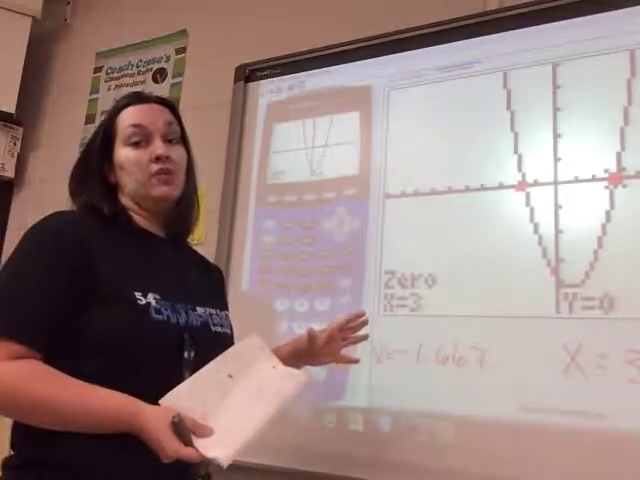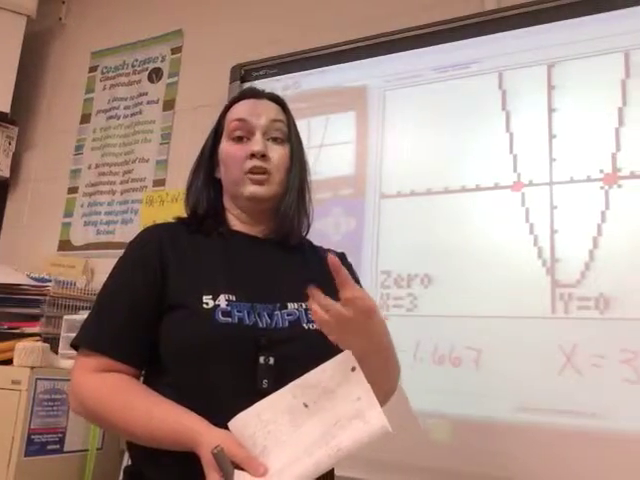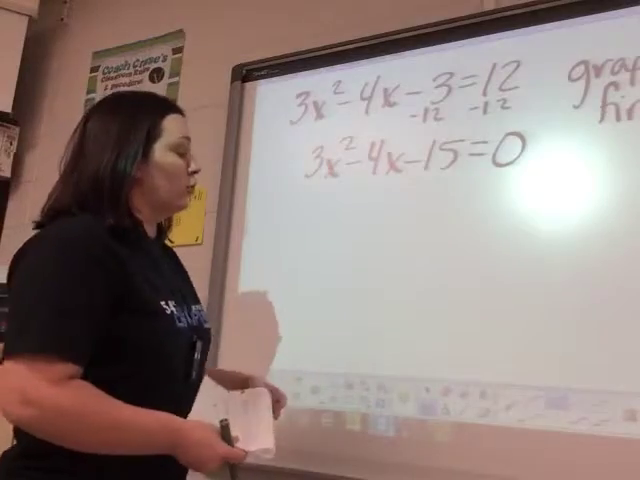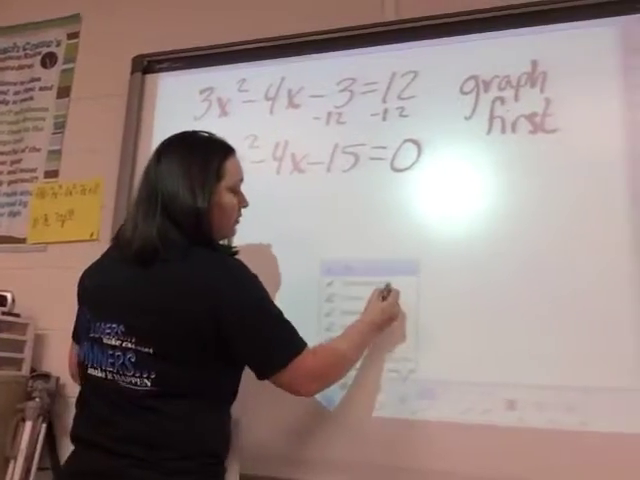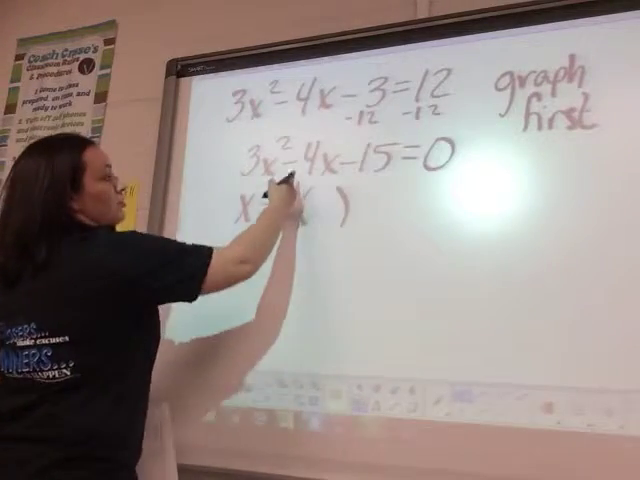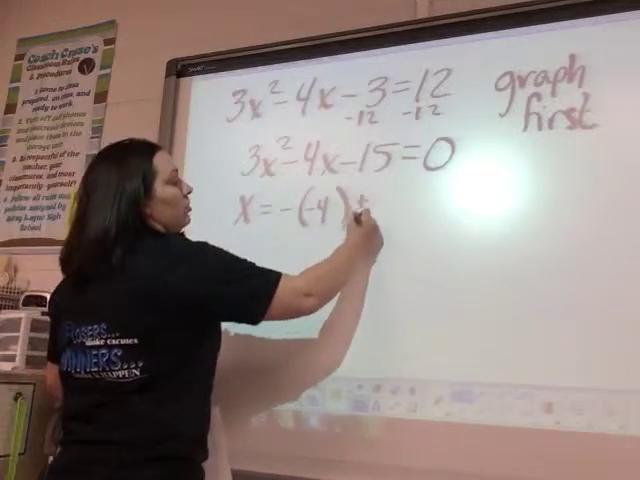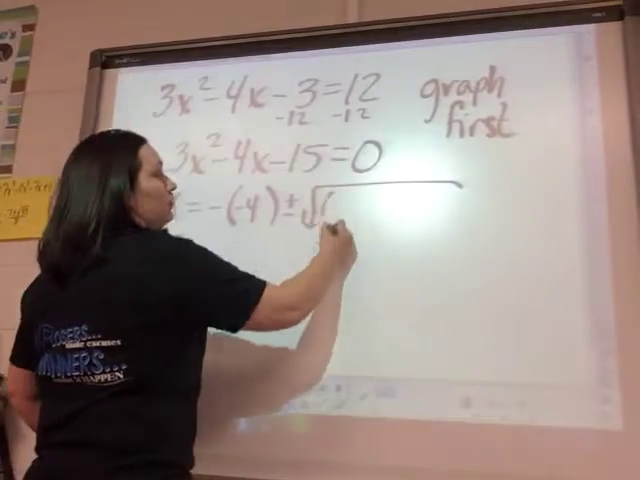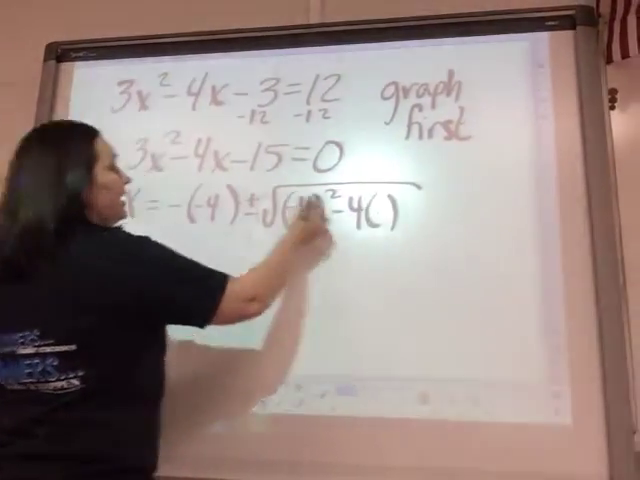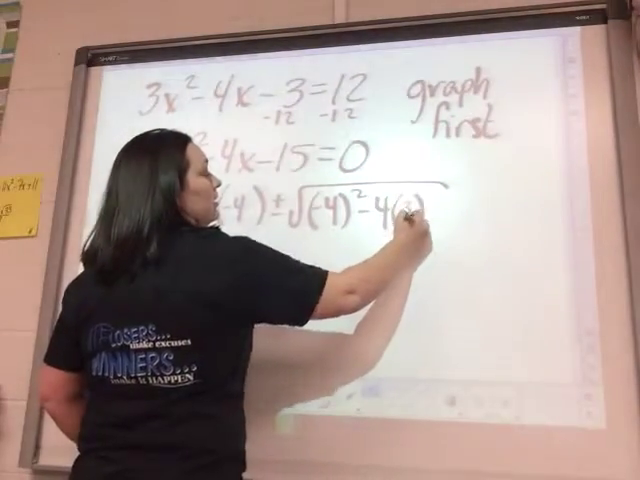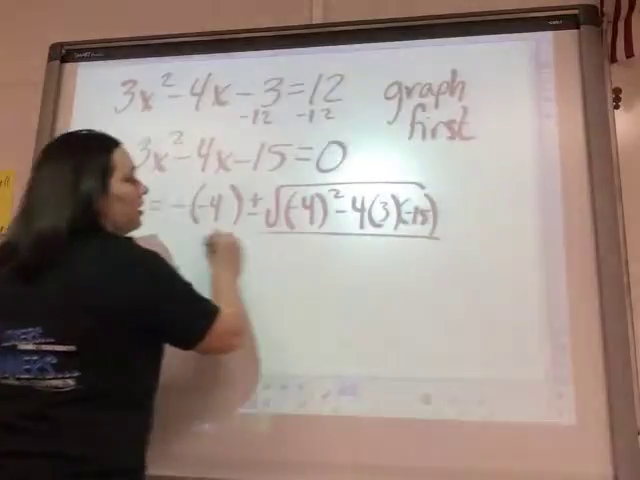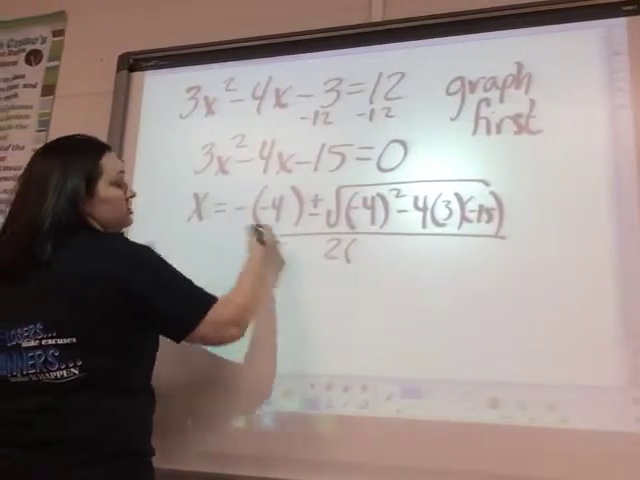Let's see how those graphical answers match up with my algebraic answers using my formula. So I'm going to go back to my original screen here. Let's use our formula. X equals negative b. B is my negative 4. Plus or minus the radical b squared, so negative 4 squared minus 4 times a, that's my 3, times c, that's my negative 15, all over 2 times a, which is 3.